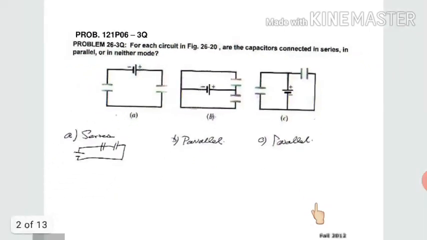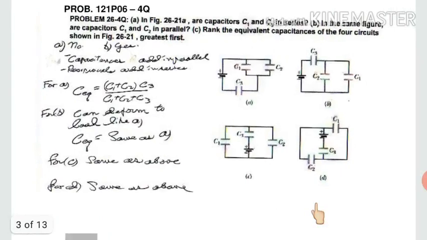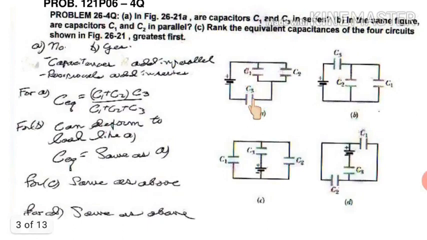Okay, second question is, in figure A, are our capacitors C1 and C3 in series? So the answer will be no. We can easily see that this is C1 and this is C3. They are not connected in series, they are connected in parallel. In the same figure, are our capacitors C1 and C2 in parallel? Yes, they are in parallel. So the answer will be yes. So the A part, the answer will be no, and the B part, the answer will be yes.